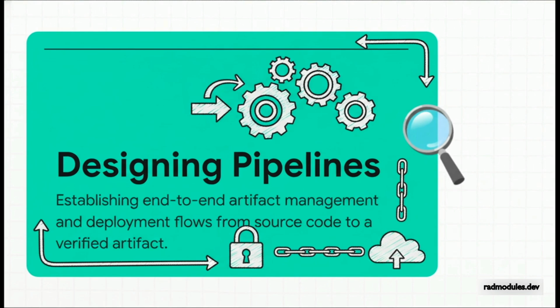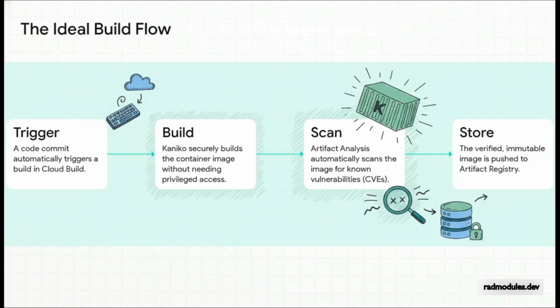You need to show you can take raw source code and turn it into something that is secure, totally unchangeable or immutable, and completely traceable. Think of it like a high-tech digital assembly line for your software. So what does this ideal assembly line look like?